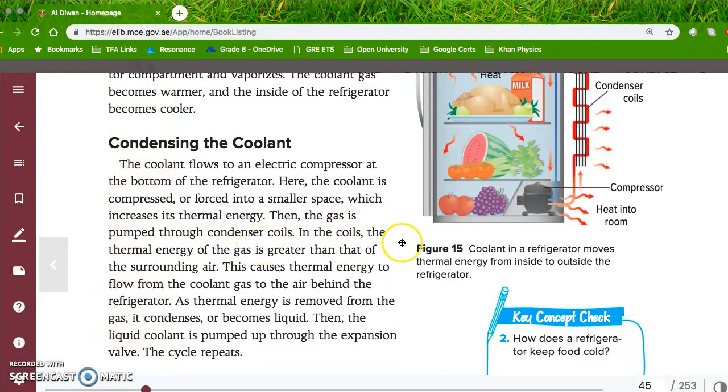In the coils, the thermal energy of the gas is greater than that of the surrounding air. This causes thermal energy to flow from the coolant gas to the air behind the refrigerator. As thermal energy is removed from the gas, it condenses or becomes liquid. Then the liquid coolant is pumped up through the expansion valve. The cycle repeats.